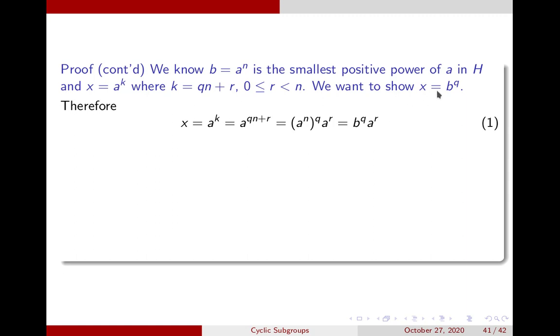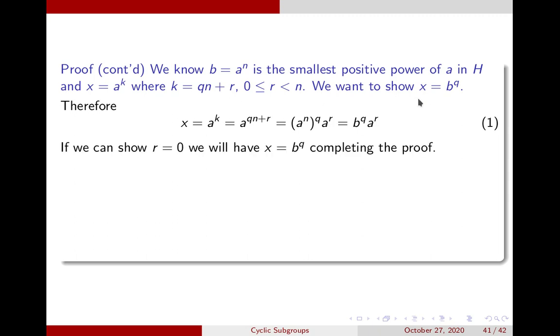We're trying to show that x is b to the q. We can do that if we can show that this little r is 0. Then x will be b to the q times a to the 0, or b to the q times the identity, or b to the q. So our goal now is to show that r equals 0. So I'm going to take this equation, x equals b to the q times a to the r, and multiply both sides by b to the minus q.